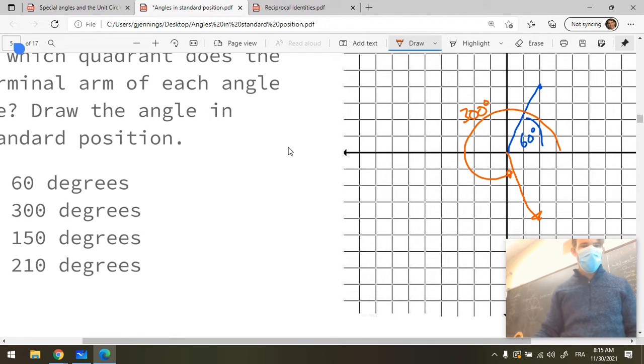Okay. And now we could take a look at 150 degrees. Well, which quadrant is 150 degrees going to end up in? Yeah, it's going to be in the second quadrant. The way we know is if the angle is between 0 and 90, then the angle is going to be in the first quadrant. If it's between 90 and 180, it'll be in the second quadrant. So let's just label our quadrants here. This is number 2, this is number 1, this is number 3, and this is number 4.